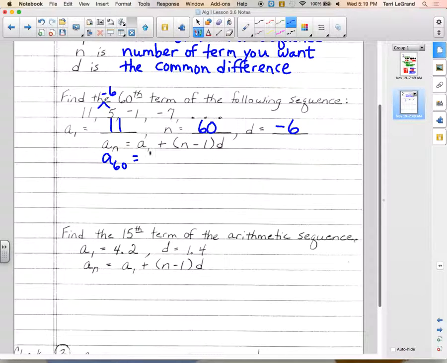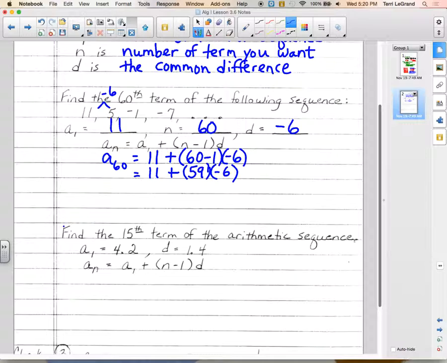Our a sub 1 term is 11 plus, we don't need all 60 times, we don't need to add 60 times, so we take 60, take away 1, because we already had that first term accounted for. And that is going to get multiplied times the common difference, or in other words, 59 times we would be adding negative 6. So we're going to say that we have 11 plus what I just said, 59 times the negative 6.